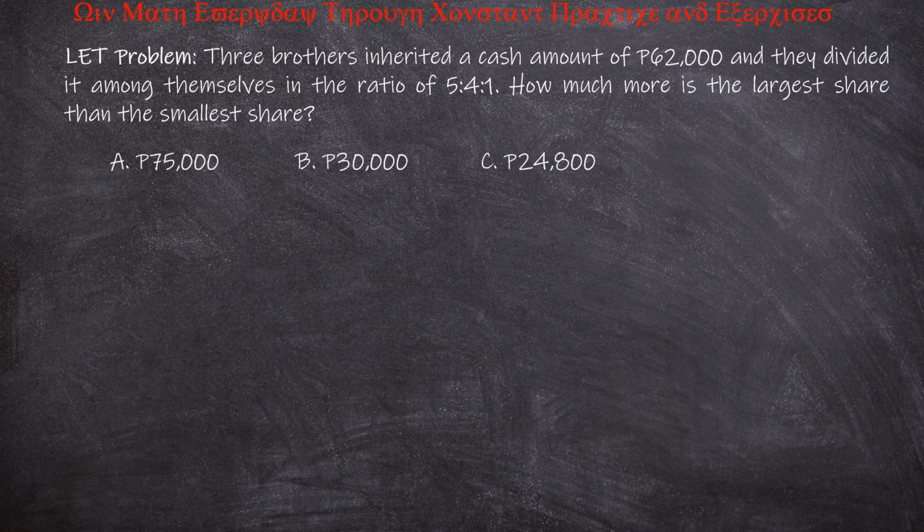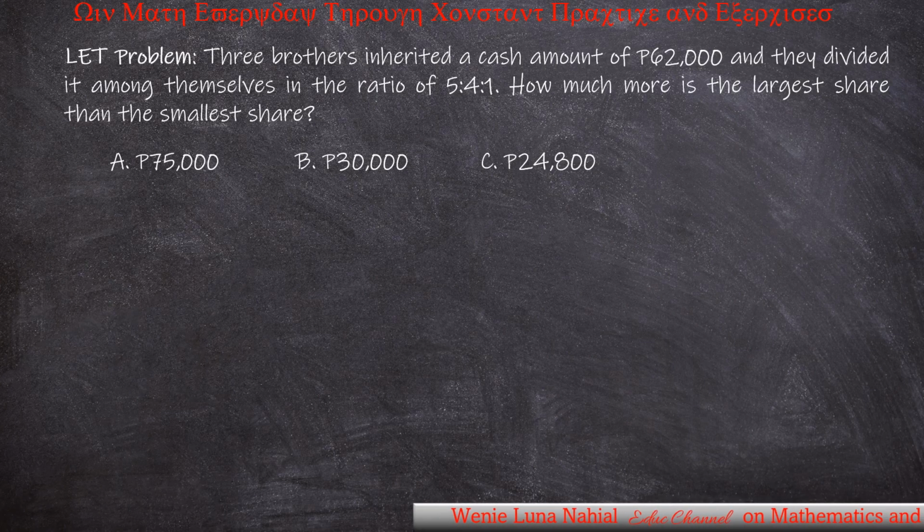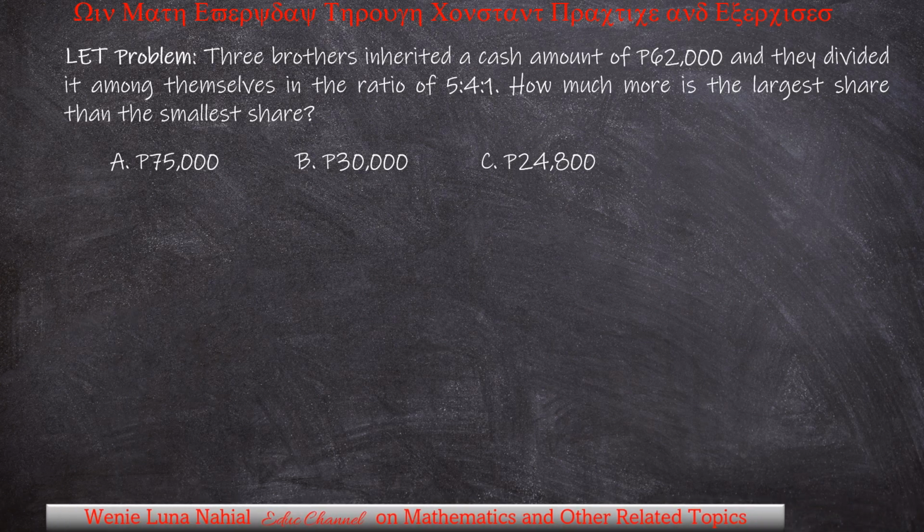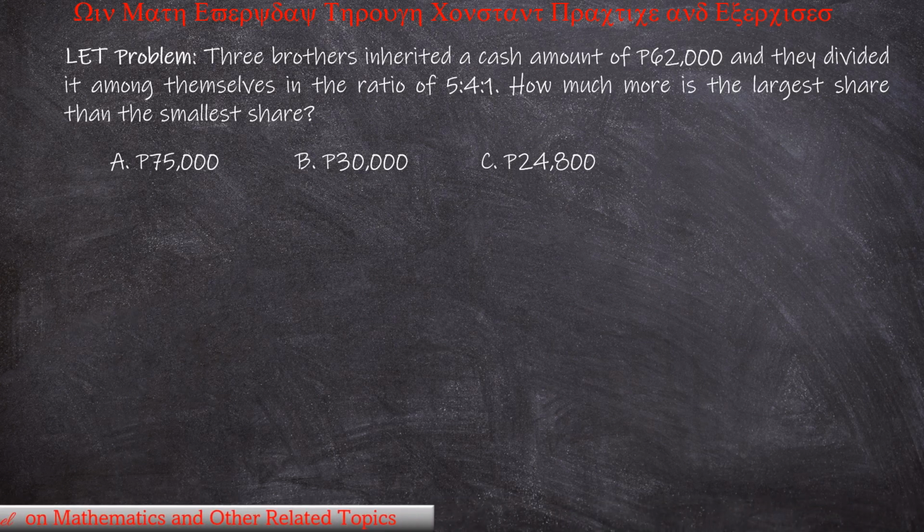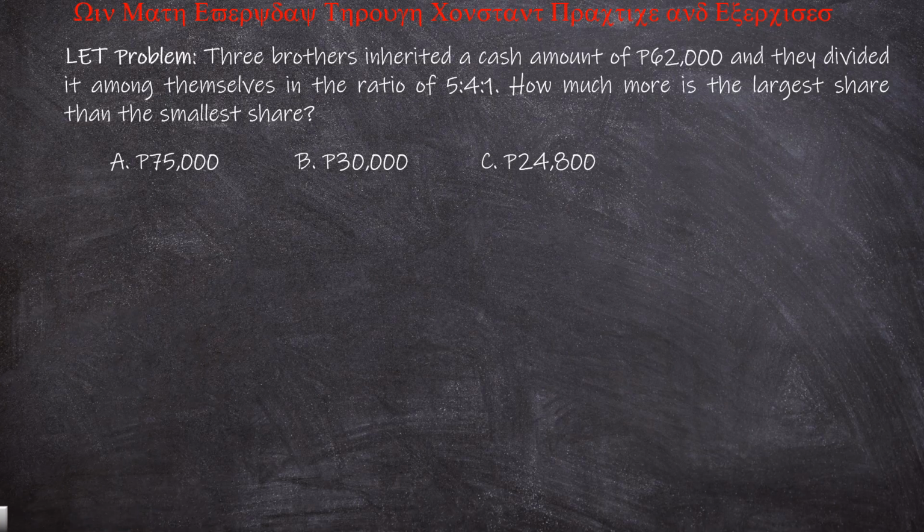The next problem. Three brothers inherited a cash amount of 62,000 and they divided it among themselves in the ratio 5 is to 4 is to 1. How much more is the largest share than the smallest share? So the choices here: A, 75,000, B, 30,000, C, 24,800.